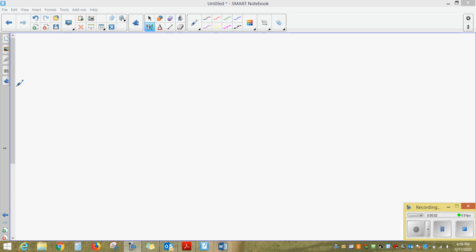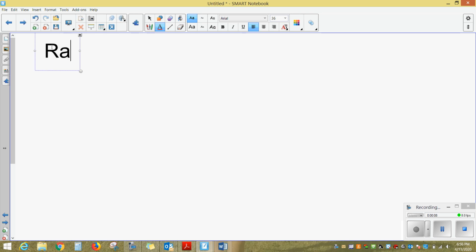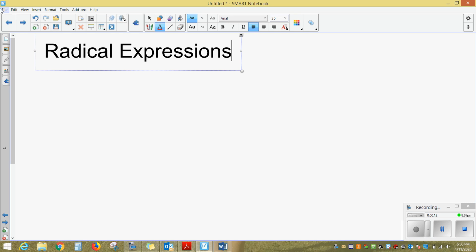Alright, so now we're going to talk about radical expressions, and we're just going to start with the tip of the iceberg on those. We're going to start with the nice ones that clean up nice and neat and get familiar with the way they're connected with our rational exponents.